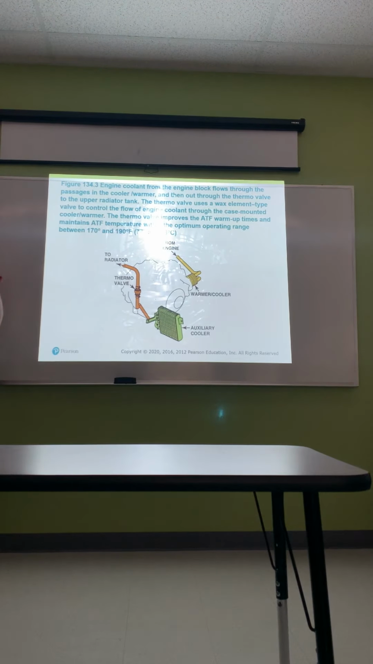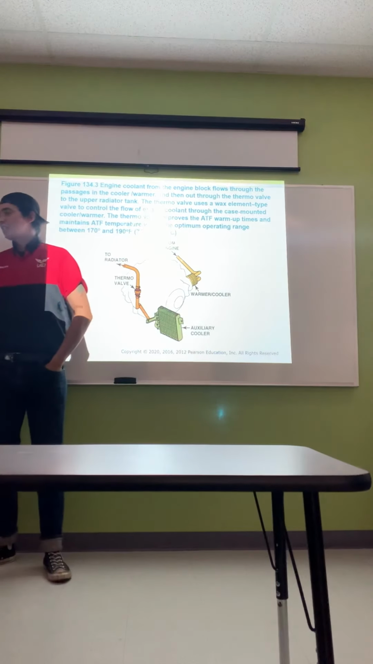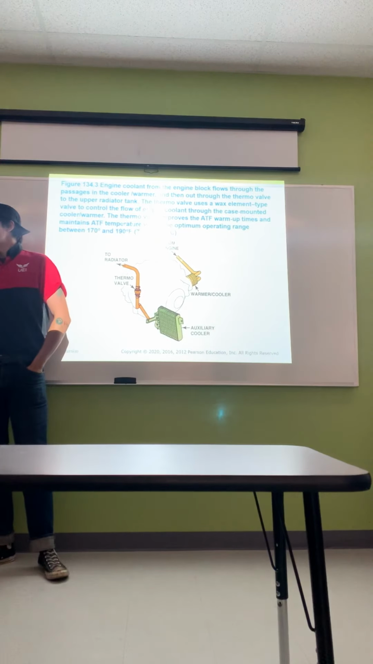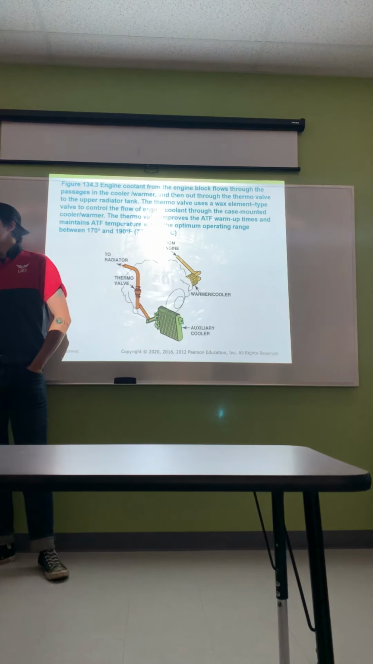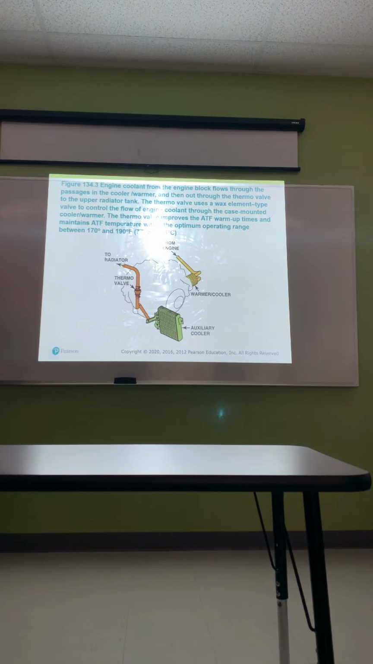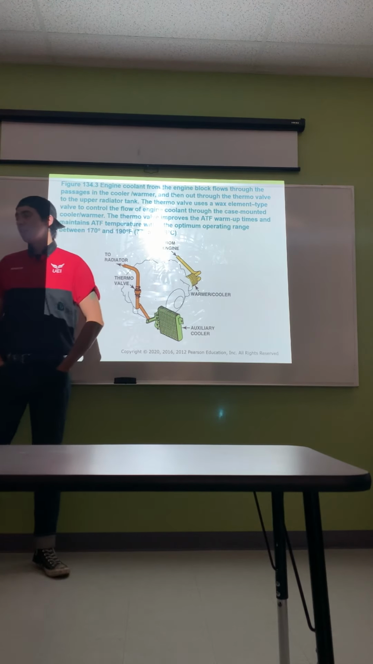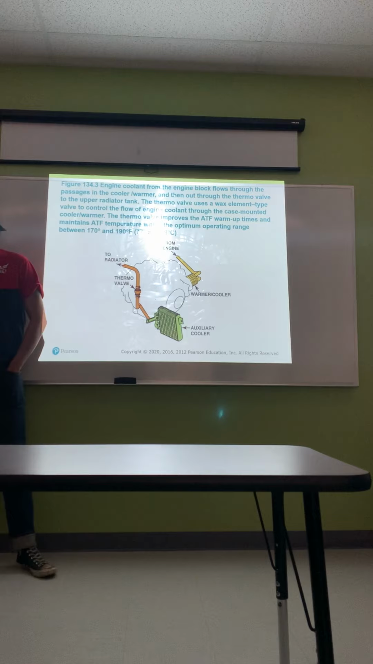Engine coolant from the engine block flows through the passages in the cooler/warmer and then through the thermal valve into the upper radiator tank. The thermal valve uses a wax element type valve to control the flow of engine coolant through the case-mounted cooler/warmer. The thermal valve improves the ATF warm-up times and maintains ATF temperature within the optimum operating range between 170 and 190 degrees Fahrenheit, or 77 and 88 degrees Celsius.